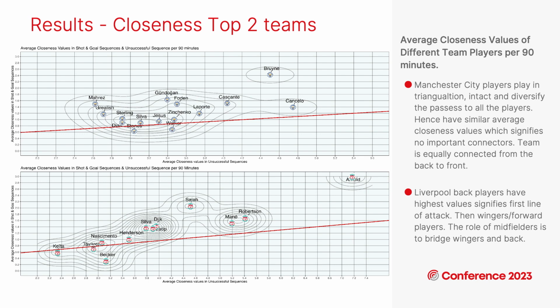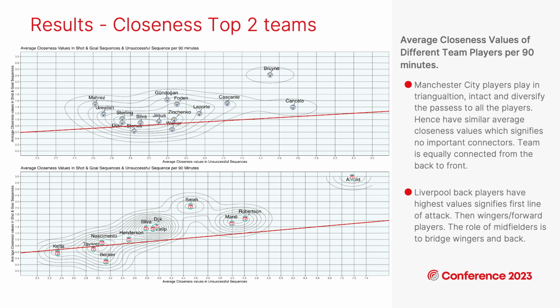In closeness, we find that Manchester City players are in one group, meaning there is no one important player in Manchester City, which also gives the clear direction, which we got from betweenness, that there is coordination among different lines. And if we see Liverpool, on the other hand, we find there are more groups.